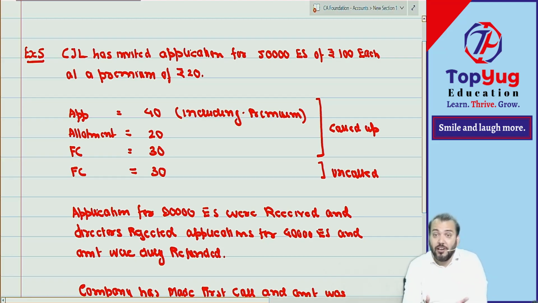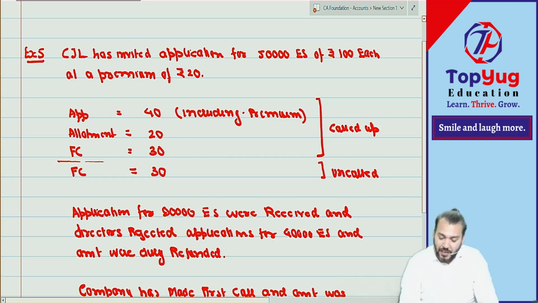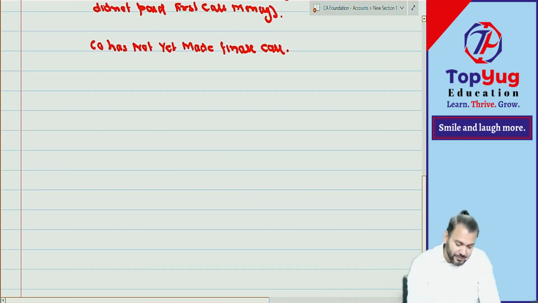So if I ask you what is the called up capital? Called up capital is only up to the first call. The final call is not yet called. So we have called up capital and uncalled capital. Uncalled capital will never come in the balance sheet. Only called up capital will come in the balance sheet. Understood this point? Can we pass the entry? It is a slightly interesting question. Solution.